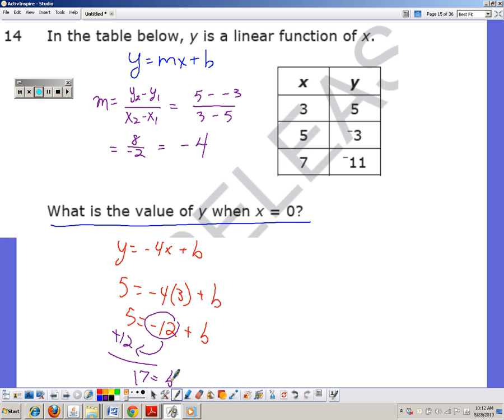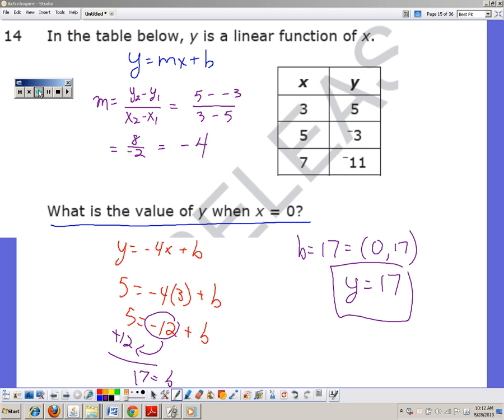So y-intercept is 0, 17. So y equals 17. Any questions?